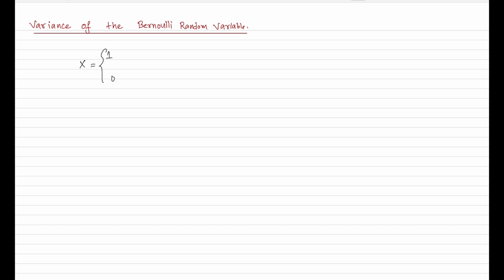So basically it takes two values, success, failure, and let's say that this random variable x is taking the value 1 with the probability p. So obviously it will take the value 0 with the probability 1 minus p. We are interested in finding the variance of this random variable x, that is the Bernoulli random variable. And what we know about the expectation of this Bernoulli random variable x is nothing but p.